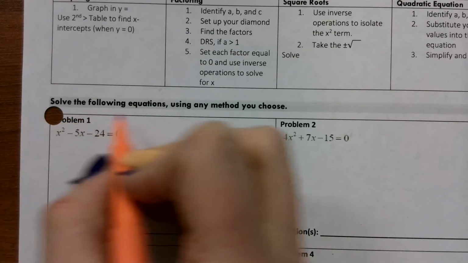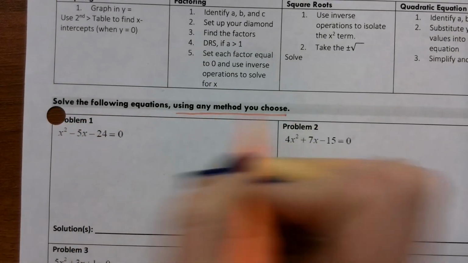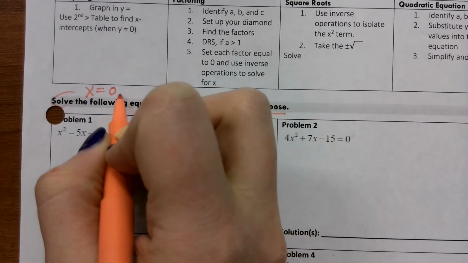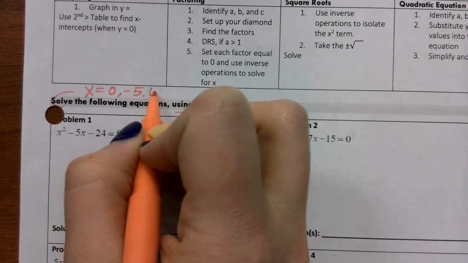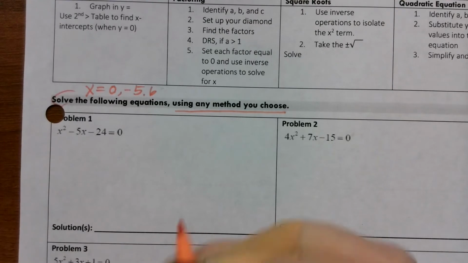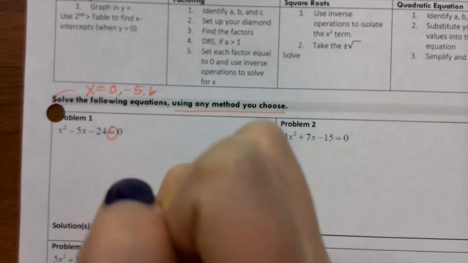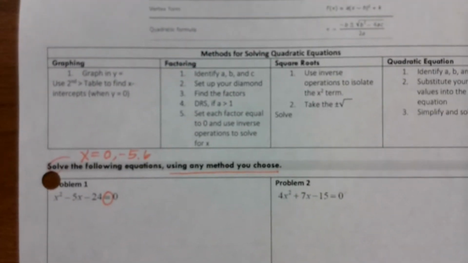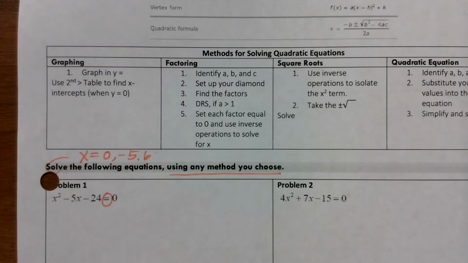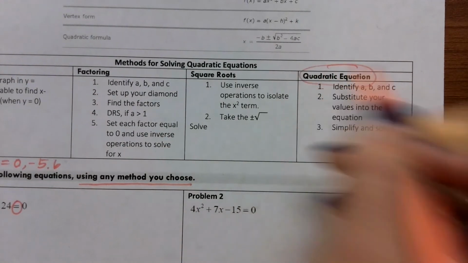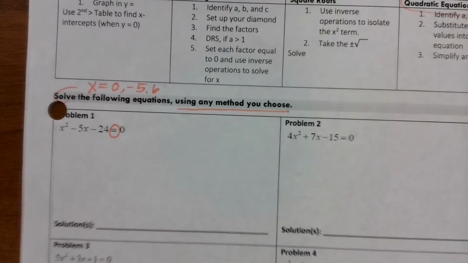All right, solve the following equations using any method you choose. So this is solving. We want to get something like x equals 0 or x equals negative 5.6. We want to get numbers that will equal the solutions of these equations. And the reason why I know these are equations is because they have equal signs. So I've included the 4 different methods of how you can solve quadratic equations above: graphing, factoring, square roots, and the quadratic formula. The quadratic formula is the only one that will work every single time. I'll mix it up and match it up as we do a couple of these problems.